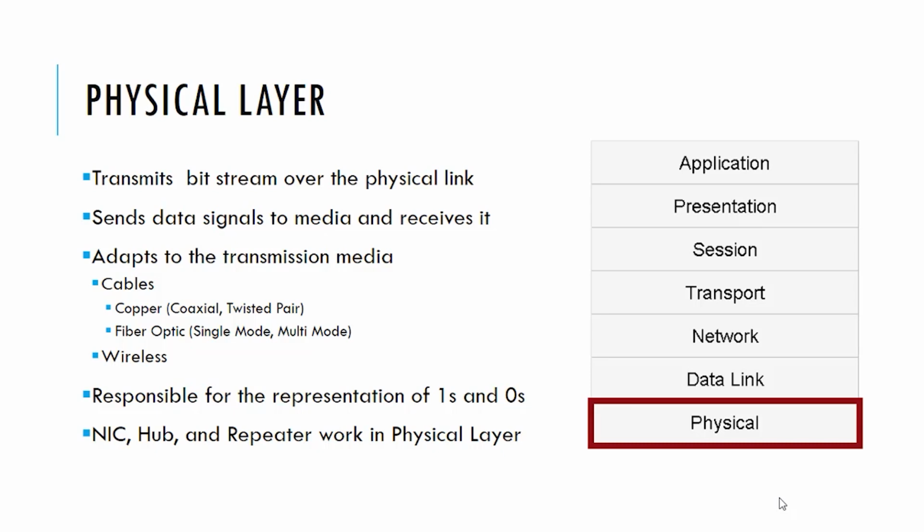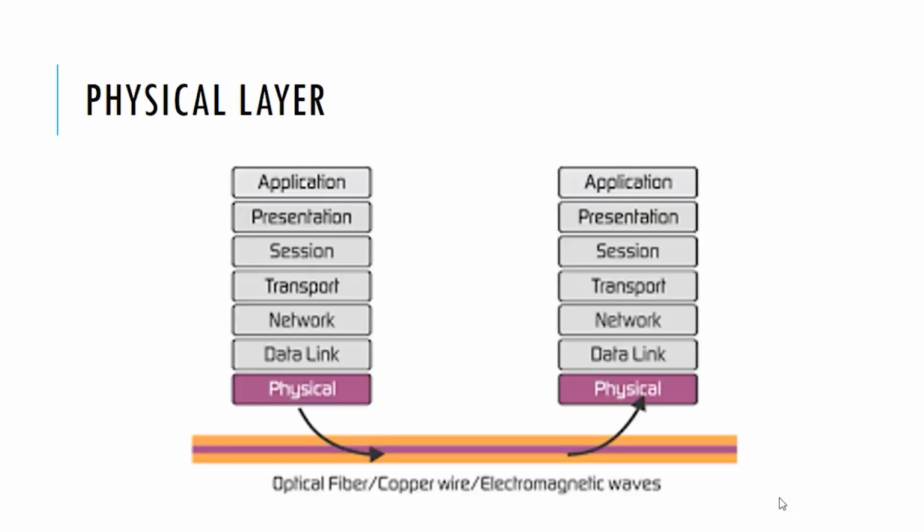The physical layer adapts to the transmission media. Either it is cables or wireless media. Either it is copper or fiber optic. Either it is coaxial or twisted pair if copper, or single mode or multi-mode if fiber optic. It is responsible for the representation of the ones and zeros, the digital representation. Is it plus 5 volt or plus 3 volt or plus 0 volt? The voltage and the electrical representation is the responsibility of the physical layer. Devices that work in the physical layer are the NIC, the network interface card, the hub, and the repeater. All of these are devices that work in the physical layer only.